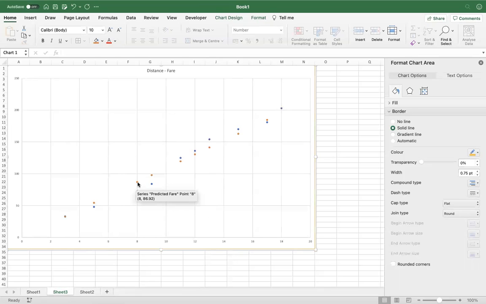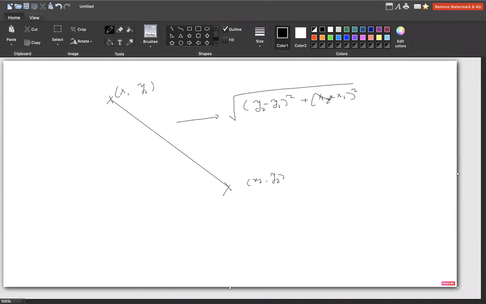But in this case, what is x here? X is 8. For this, what is x? 8. The same, because the unit is distance, right? Distance is 8 kilometers. For the same 8 kilometers, we have a predicted fare and we have an actual fare. So x is the same. So in our formula, x2 minus x1 gets cancelled out, because x2 and x1 both are 8, so it is 0. Now, this square and root will get cancelled.